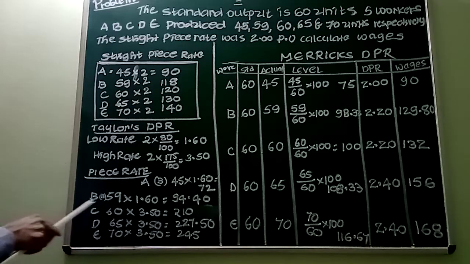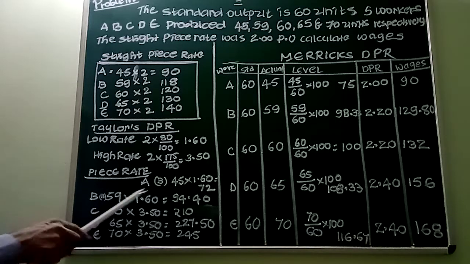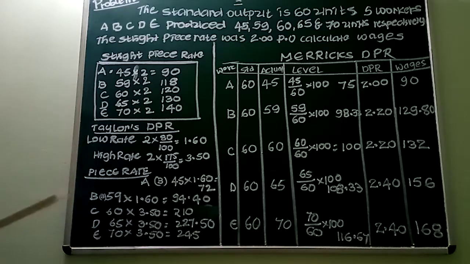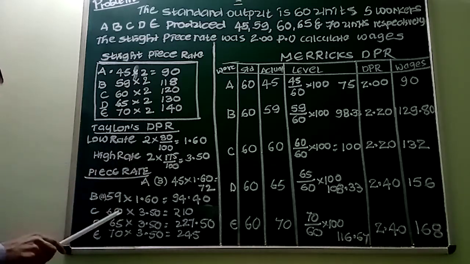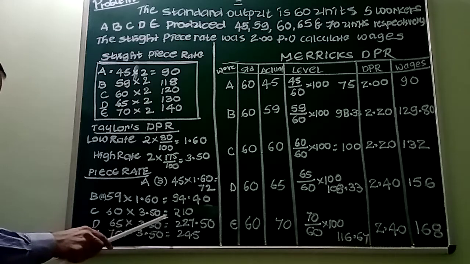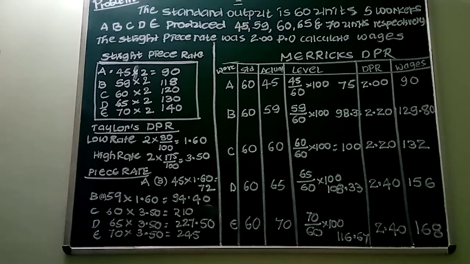C is exactly at the standard. So I told you already, at or above the standard, he will be paid 125% of the ordinary piece rate plus 50% of the ordinary piece rate as bonus. So his wages will go to 3 rupees 50 paisa. So 60 into 3 rupees 50 paisa is equal to 210 rupees.